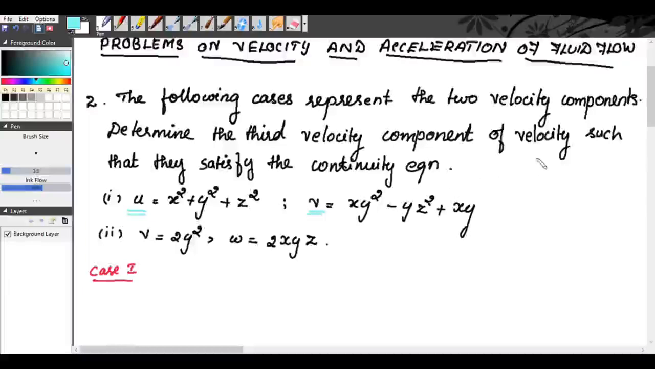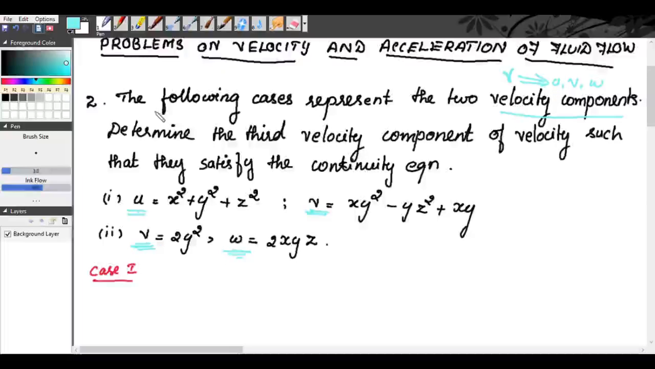We know the velocity components are u, v and w. Capital V is the total velocity. Resolving this velocity into x, y and z directions, we have velocity components u, v and w. Among u, v and w, two velocity components are given. First case, u and v is given. Second case, v and w is given. That is, in the first case, the velocity component in x direction and the velocity component in y direction is given. In the second case, the velocity component in y direction and the velocity component in z direction is given.